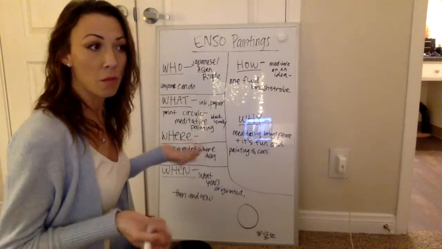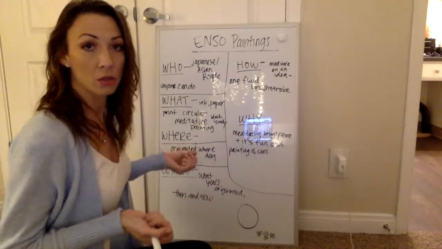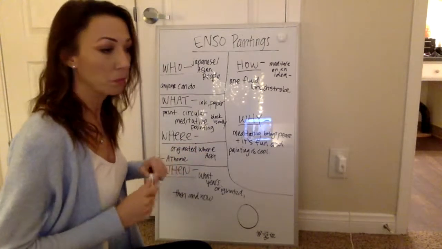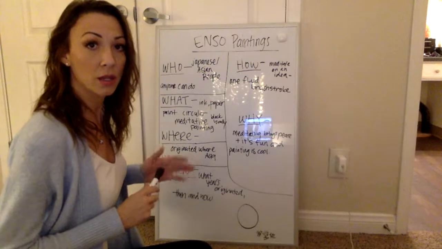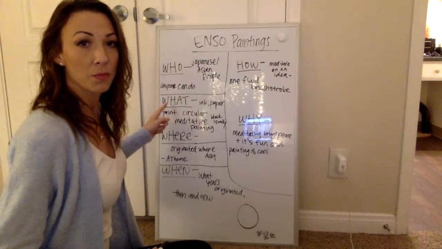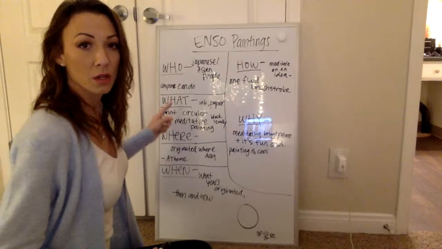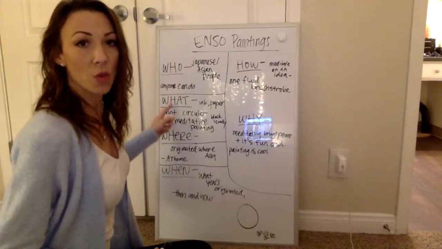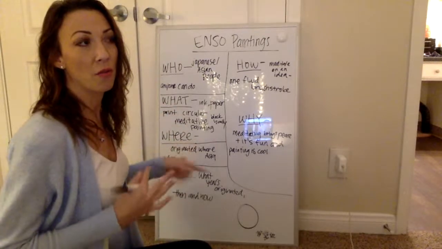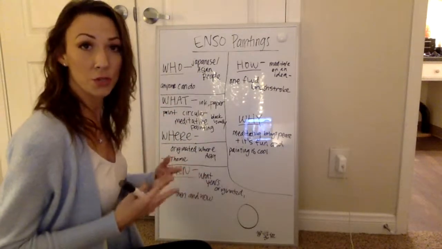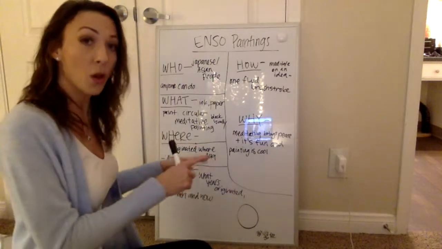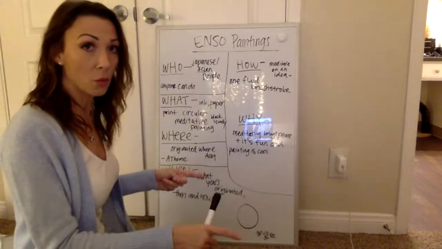soldiers, war dogs. Doberman Pinschers were used as war dogs back then. And then you could go to the what. If you go to the what, then you could think of the types of weapons used. Back in the Revolutionary War, there was not the same types of weapons that they had in World War II.